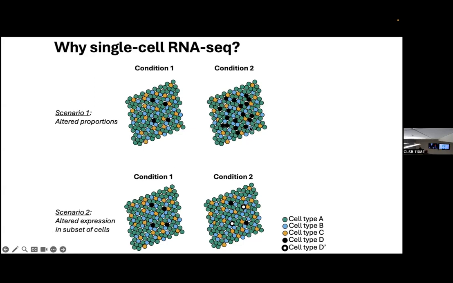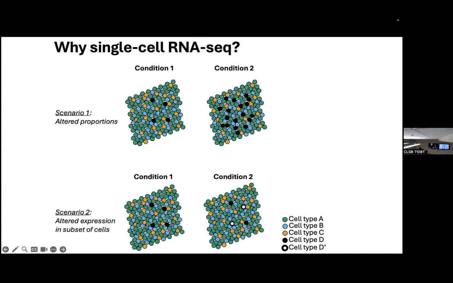So here, in this first scenario, these tissues are identical, except for the fact that cell type D in black is far more prevalent in condition 2 than condition 1. Another scenario is that the actual counts of those cells are the same, but somehow functionally they're a little bit different. Here I've labeled these black cells with a black outline indicating that cell type D prime has some kind of altered cell state, even though the physical number of cells is identical.